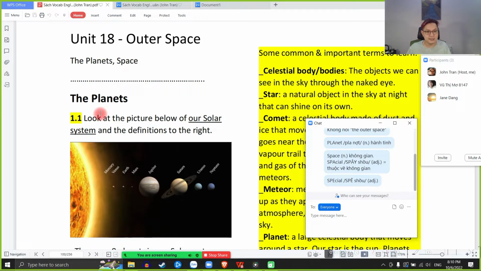Okay, we have planets. 1.1, look at the pictures below of our solar system. So, you know what the word solar means? Do you know what solar means? Solar tức là thuộc về mặt trời. Belong to the sun. So, our solar system. Hệ mặt trời của chúng ta.